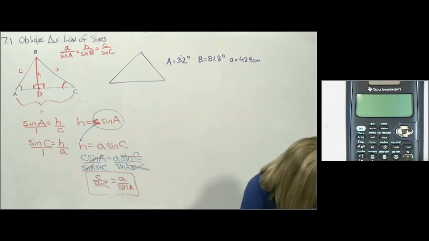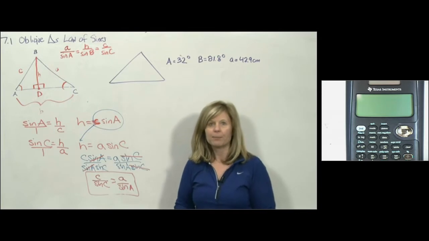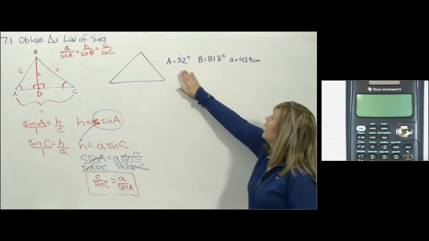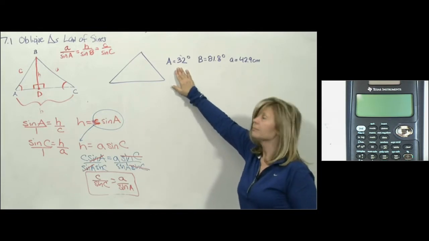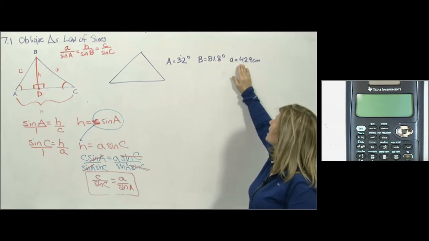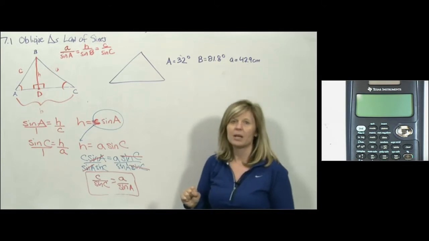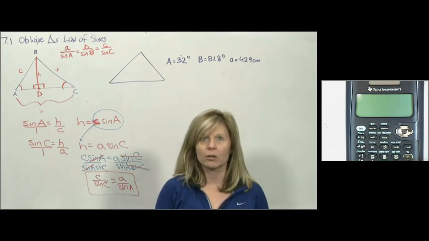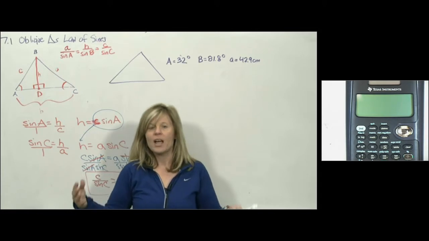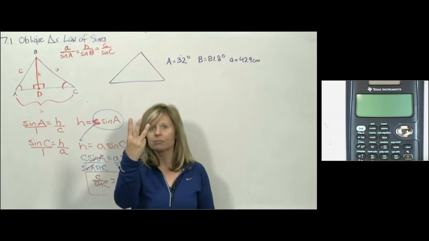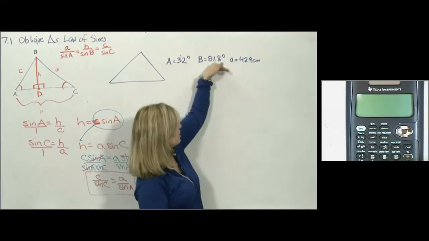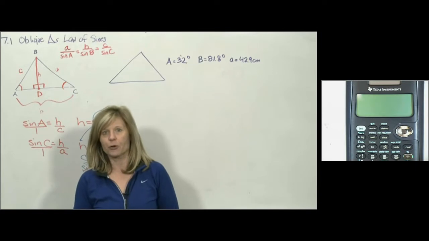Okay, let's look at our notes at example 1. Okay, so example 1, this is what you're given. Angle A is 32 degrees. Angle B is 81 8/10 degrees. Side A is 42 9/10 centimeters. And the directions say, solve the triangle. Well, we've already discussed this. Solve means find all the missing parts. Every triangle has 3 angles and 3 sides. There's always 6 parts to a triangle. You're given 3 parts, we have to find the other 3.